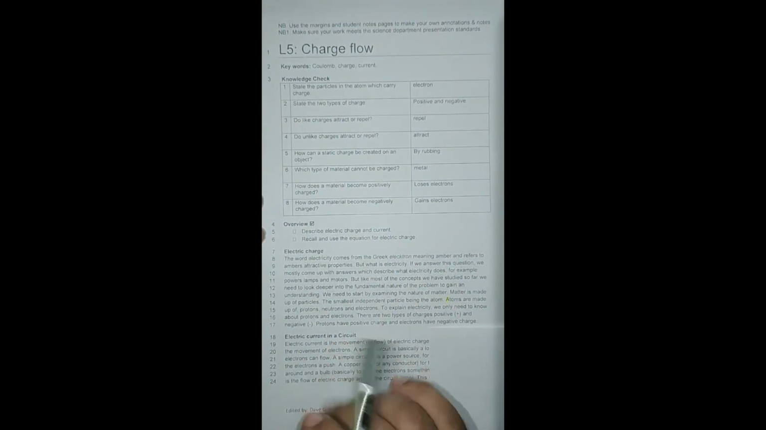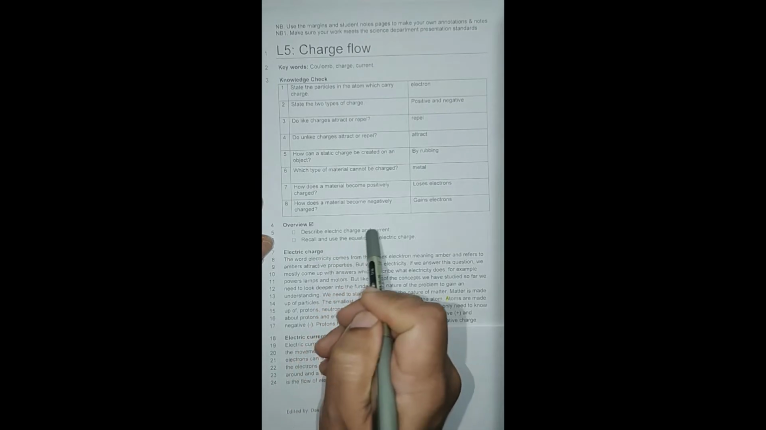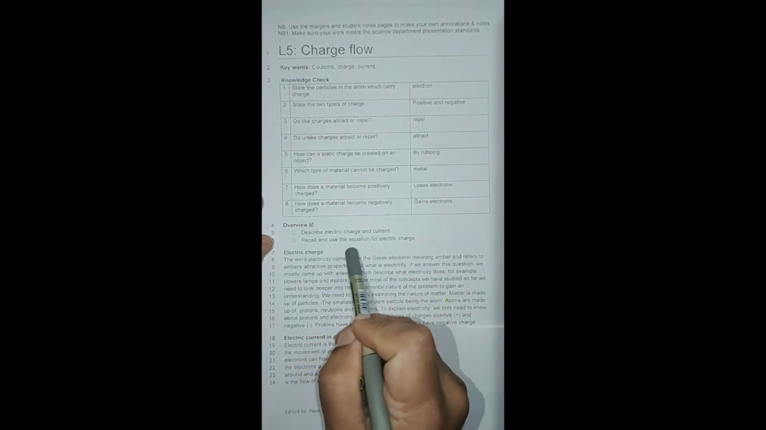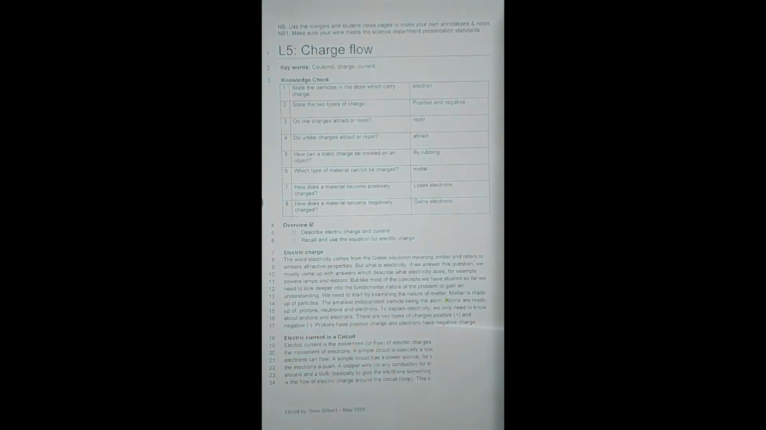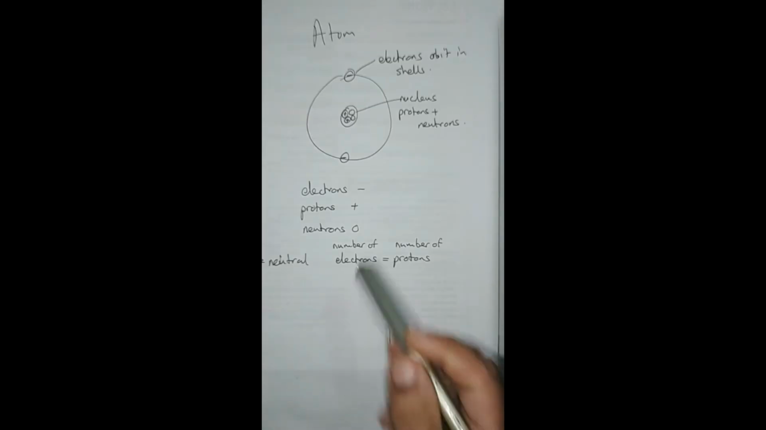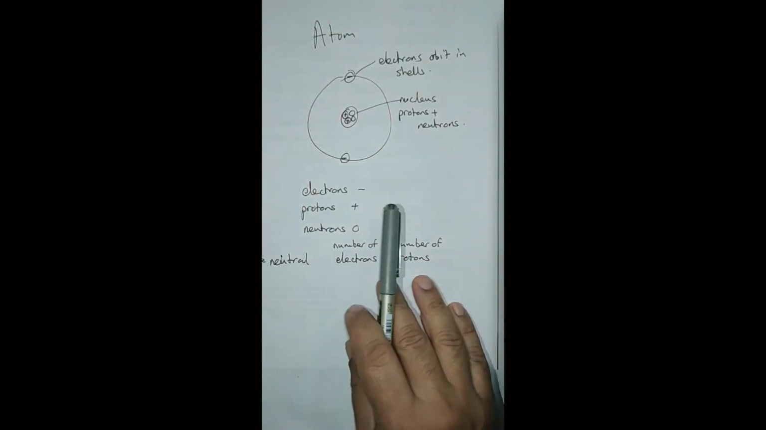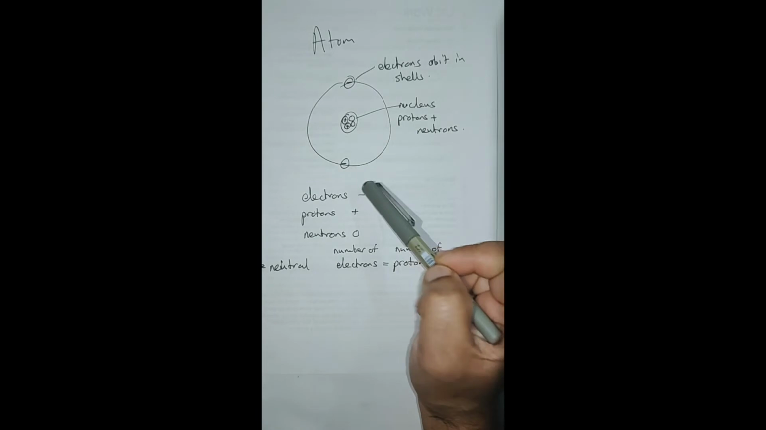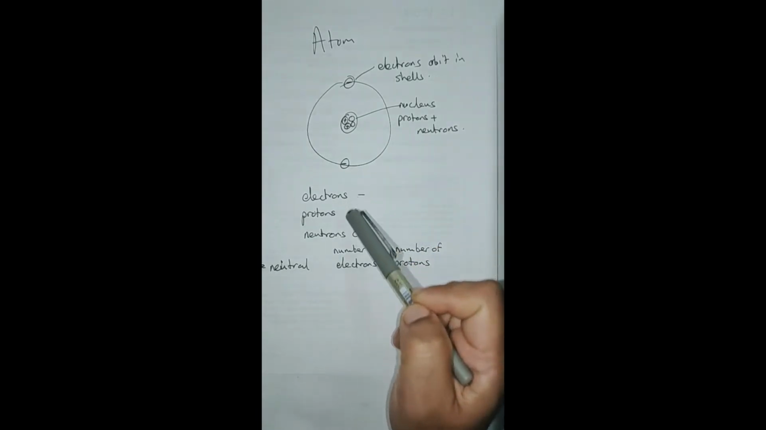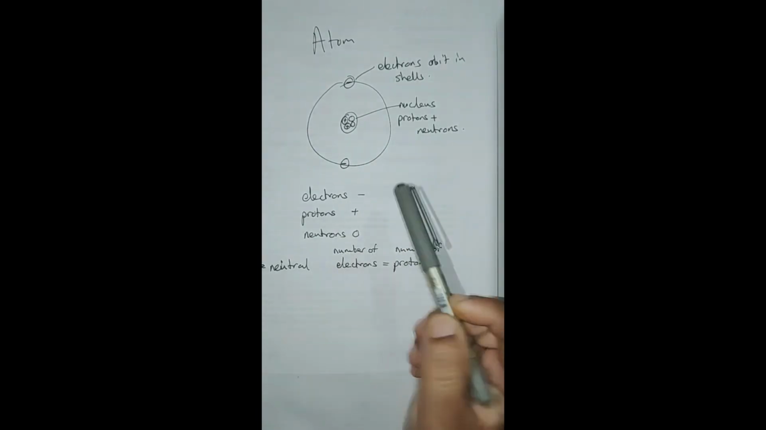Overview for this lesson. Describe electric charge and current. Recall and use the equation for electric charge. Before we get started, I'm just going to remind you of the atom. An atom is made up of 3 particles: electrons, protons and neutrons.